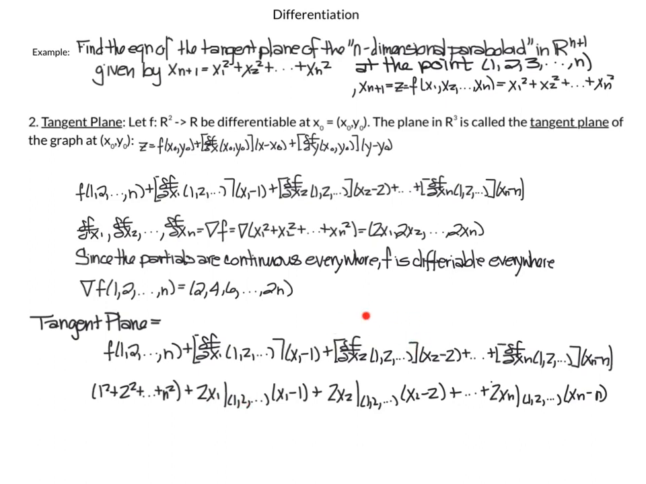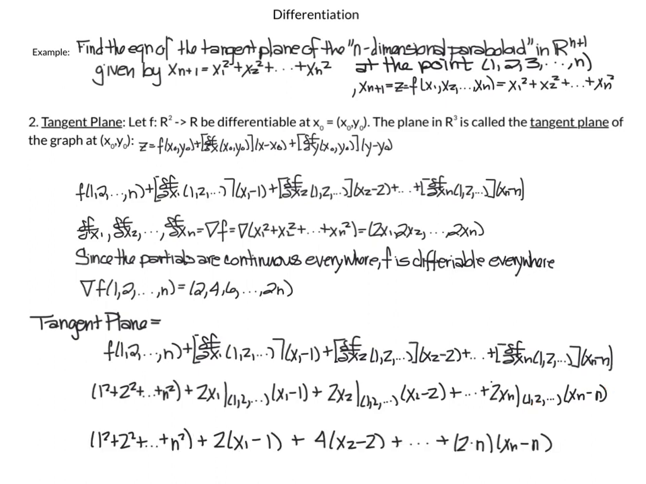Over here, I have the df dx2. So that is 2x2, and I need to evaluate it at my point 1 through n, and I'm going to multiply by x2 minus 2. And I do this all the way up to df dxn. That's my 2xn evaluated at my point, times xn minus n. And then finally plugging everything in. Okay, so I bring down my 1 squared plus 2 squared up to n squared because I don't want to do the math here.